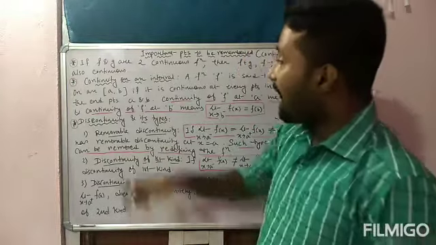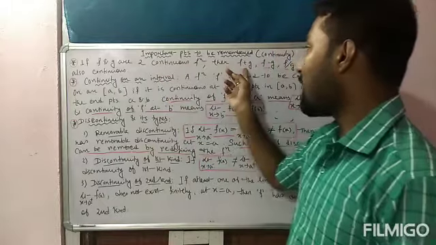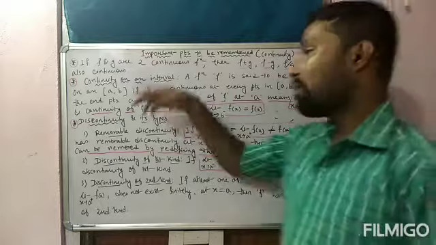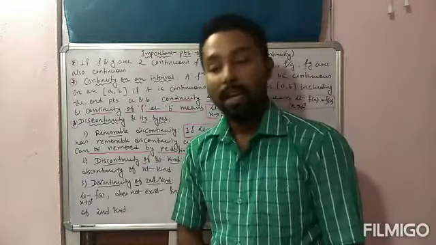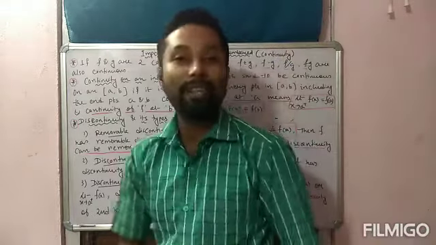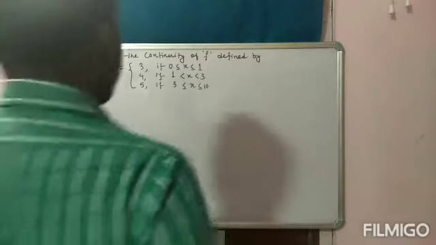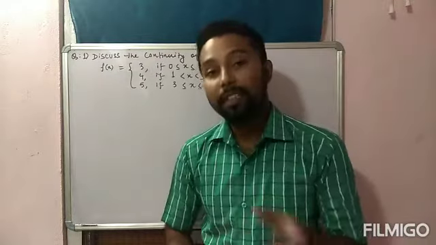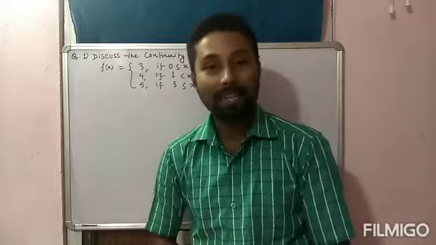ओके, एंड द फर्स्ट वन इज इफ एफ एंड जी आर टू कंटिन्यूअस फंक्शंस, देन द सम, सब्ट्रैक्शन, डिवीजन and product are also continuous. Okay, so these are the important points to be remembered. Now I'm going to discuss some examples related to these points. Okay, so let us take one example related to continuity on an interval, जो last topic में discuss किया गया था.